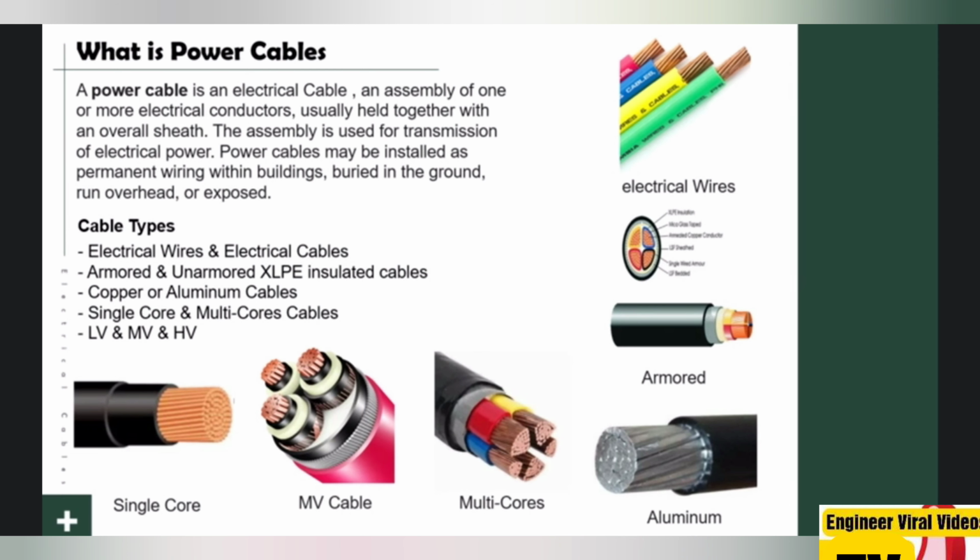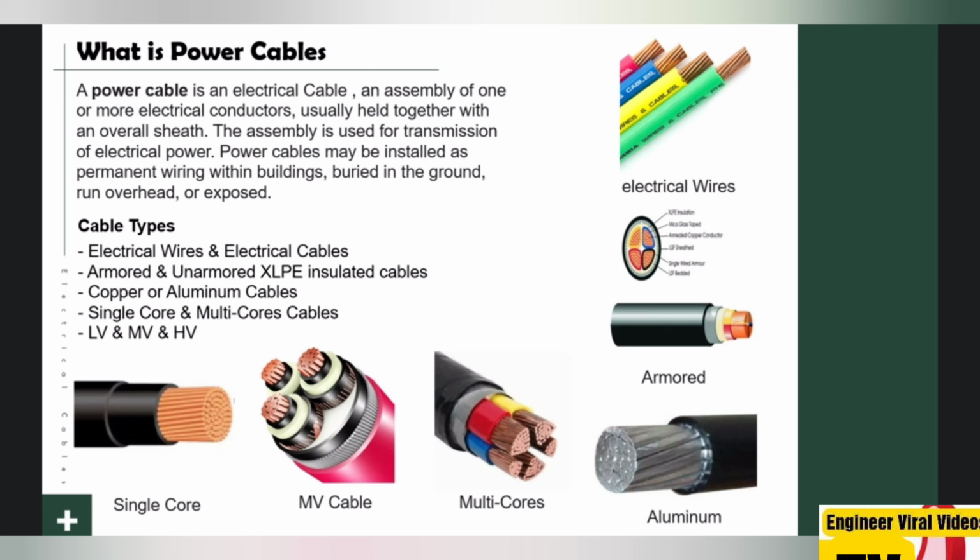A power cable is an electrical cable, an assembly of one or more electrical conductors, usually held together with an overall sheath. The assembly is used for transmission of electrical power. The power cable may be installed as permanent wiring within a building, or buried in the ground, or run overhead or exposed. Then, what are the types of power cables?